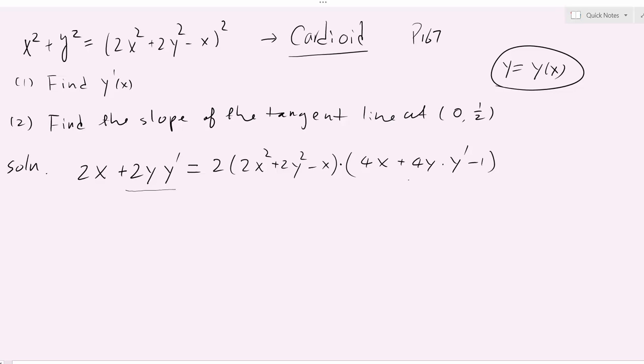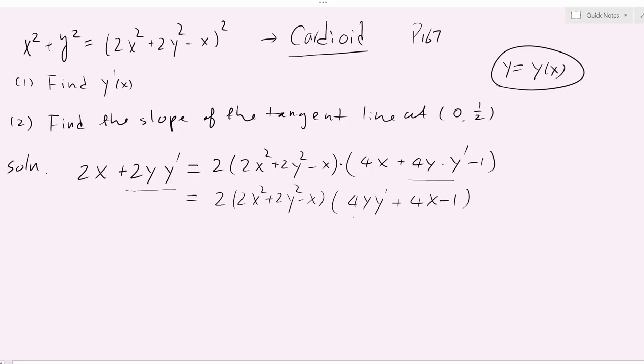So we have this one over here, and so we're going to use the distributive law. The right hand side, let me add one more step, looks like this. This is going to be equal to twice of (2x squared plus 2y squared minus x), and here 4y y prime, this term contains y prime, and the rest we put together, 4x minus 1.